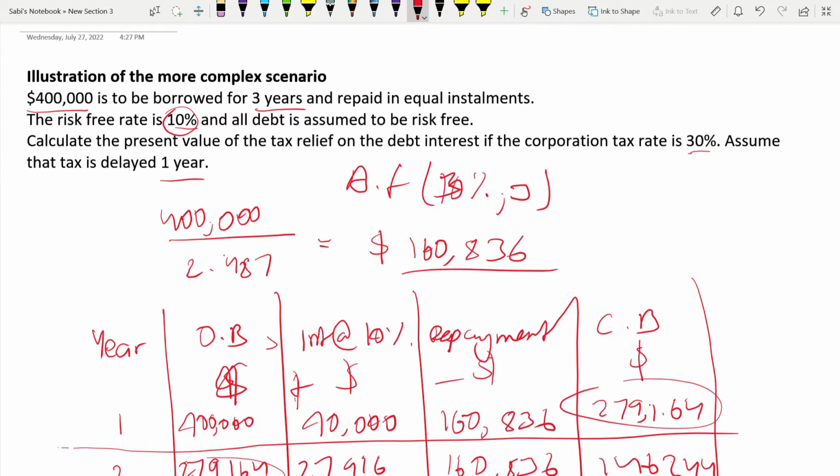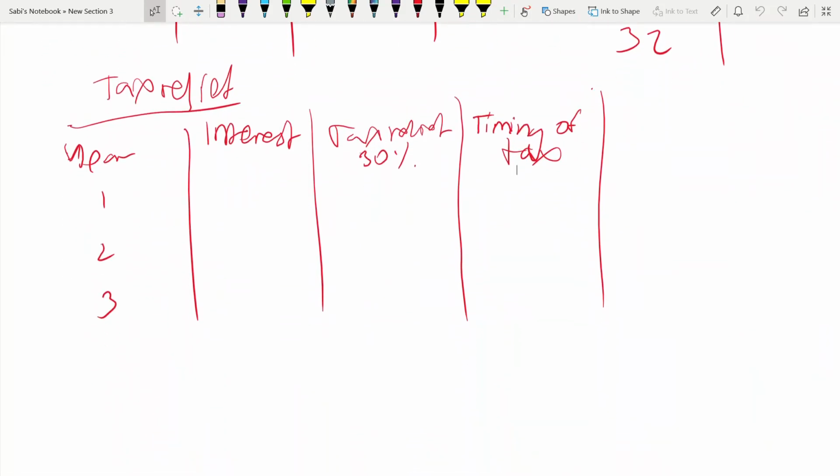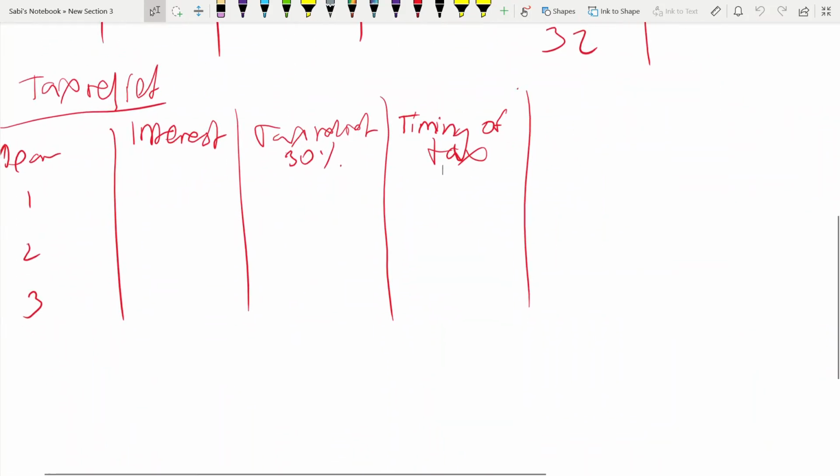Okay? All debt is assumed to be risk-free. So for debt also you can use 10%, right? Because they told us all debt is assumed to be risk-free. Otherwise they would have given you a different cost of debt. I told you, for debt you can use cost of debt or risk-free rate, anything. So discount factor will be 10%.